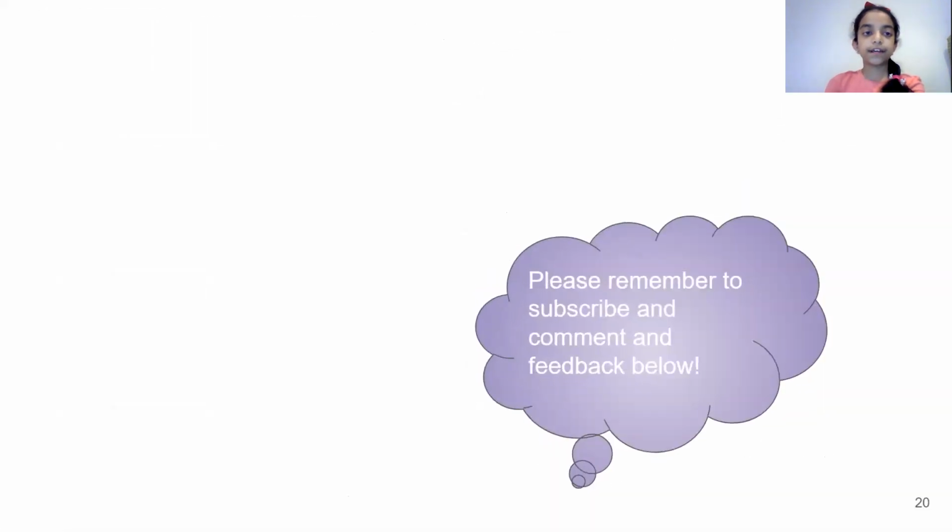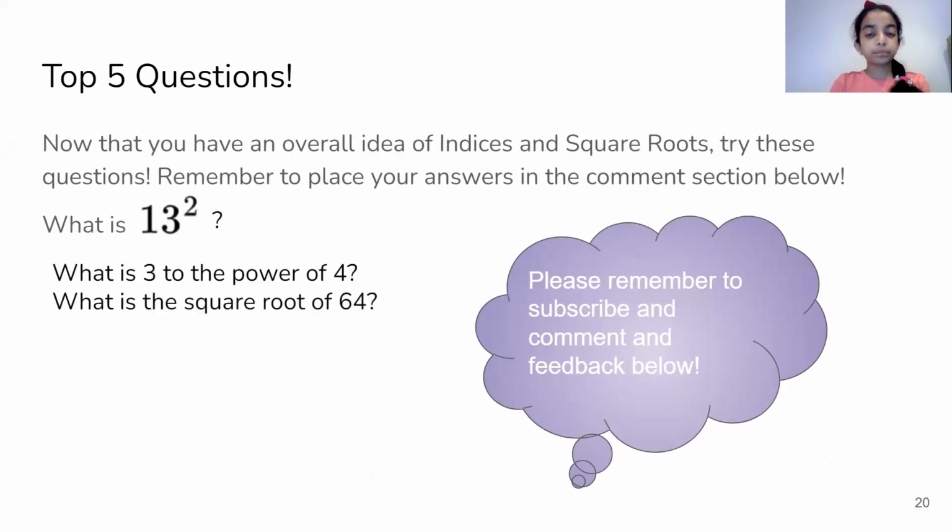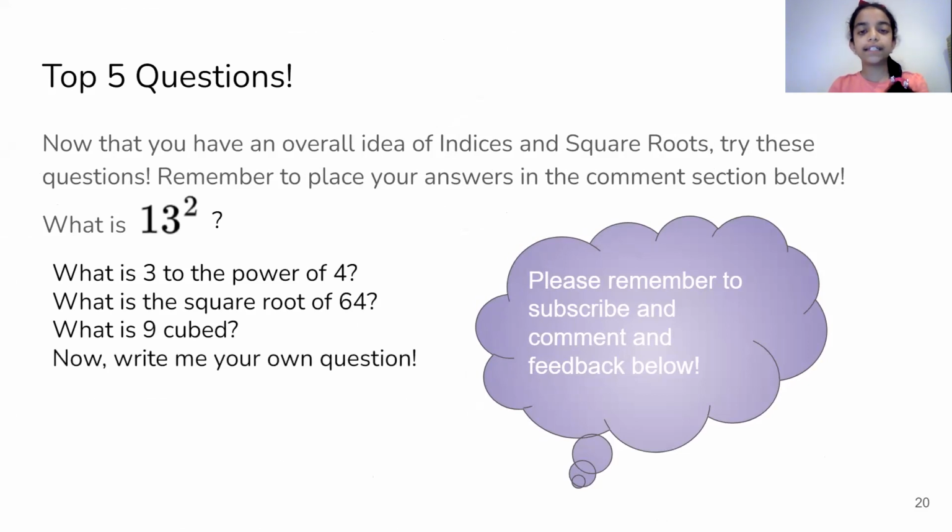Okay, so I've got my top 5 questions. Now that you have an overall idea of indices and square roots, try these questions. Remember to place your answers in the comment section below so that I can mark them every day. What is 13 squared? What is 3 to the power of 4? What is the square root of 64? What is 9 cubed? And now for the 5th question, write me your own question about indices and square roots.